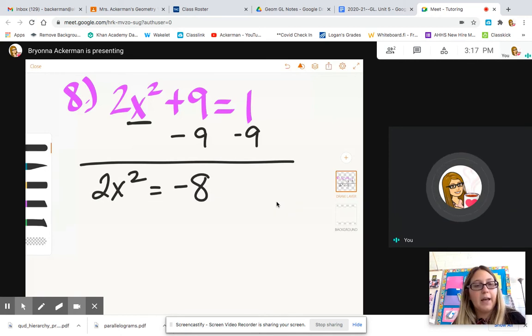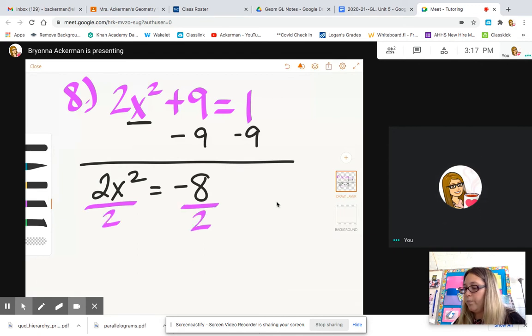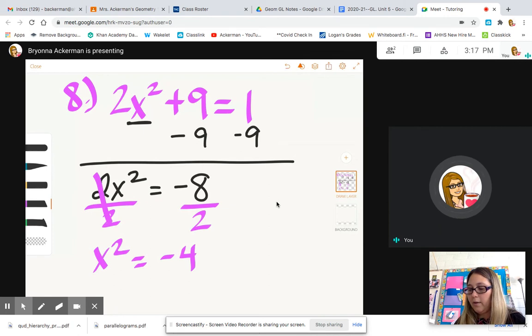There is a coefficient, which means there's a number in front of your x squared, and so we need to get rid of that. We need to divide both sides by 2. And so we're left with x squared equals negative 4. Now the only thing left is that squared, and the opposite of squared is square root. So we're going to square root both sides.